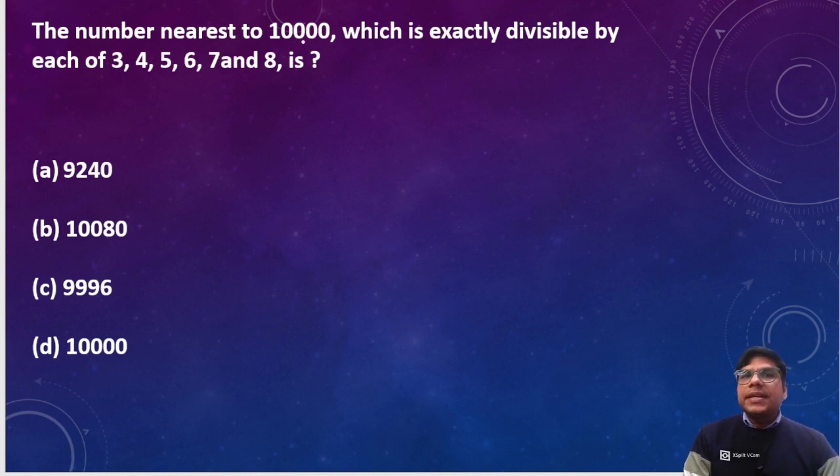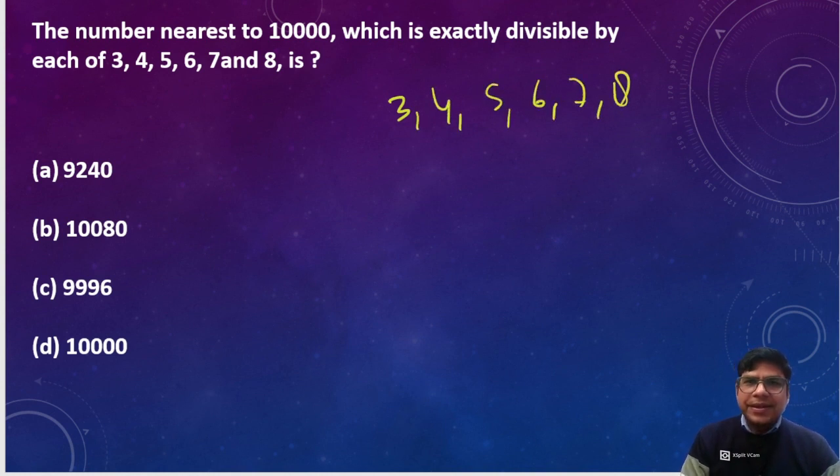Now, the next question. The number nearest to 10,000 which is exactly divisible by these numbers: 3, 4, 5, 6, 7 and 8. All the given numbers are a kind of tool that we have to use. That number will be our answer, which is nearest to 10,000 and exactly divisible by these numbers. We don't have 9 as a tool.